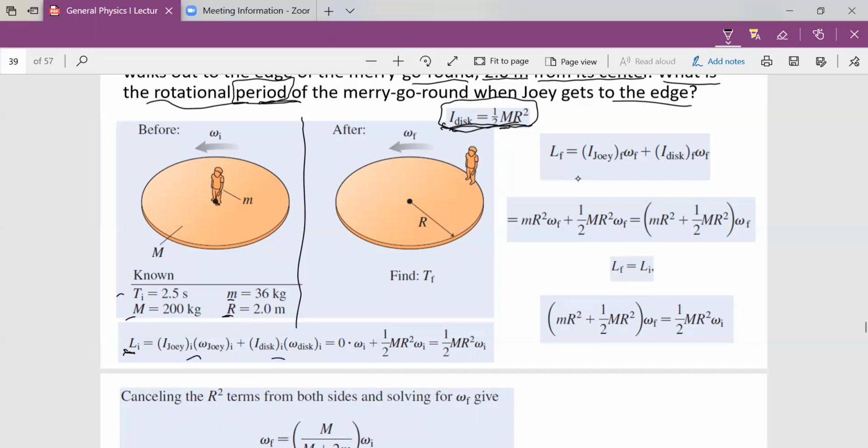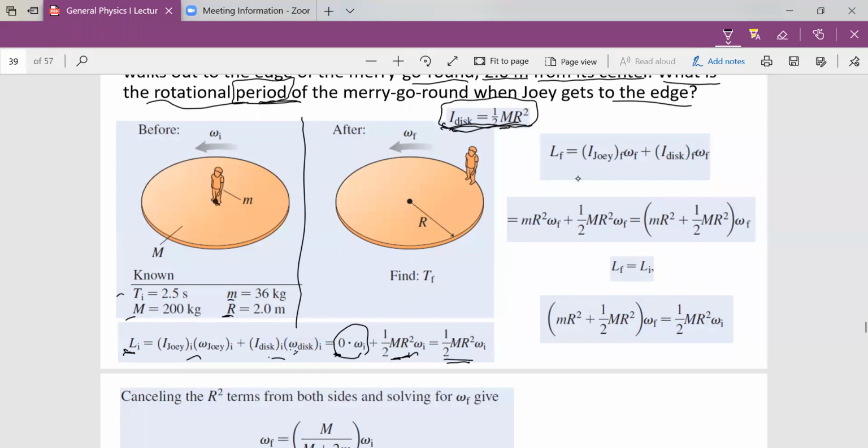So we see Joey at the beginning has mass, but the radius at that point is 0. That's what made this term 0, which made the whole expression for Joey 0. Plus the moment of inertia for the disk, that's the value here, times the angular velocity, which gives us this last expression.